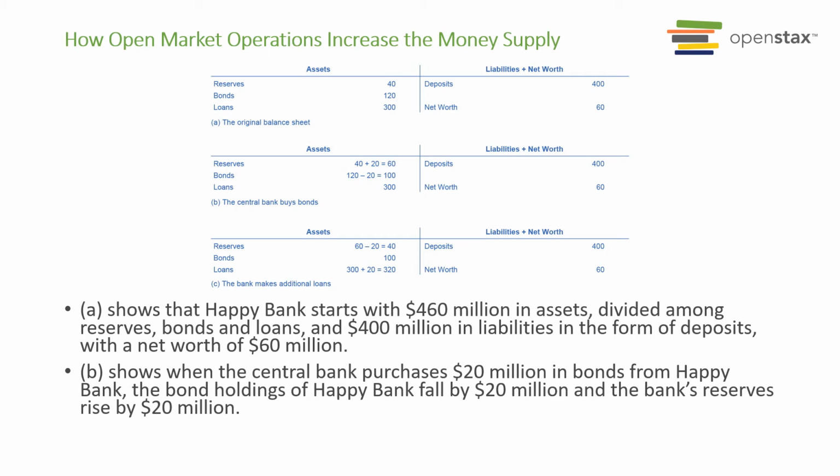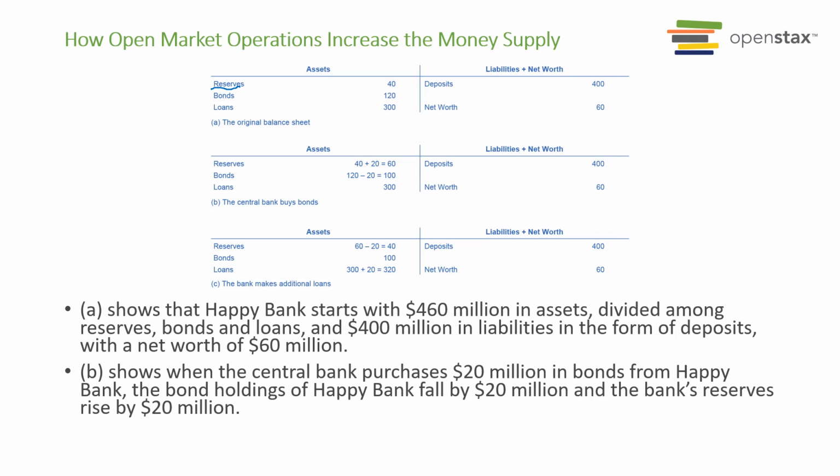Let's suppose we have a bank's balance sheet, or a T account. This is the Happy Bank. It starts with $460 million in assets, and that asset is divided into $40 million in reserve, remember, that just means cash, bonds, that's the government bond, and loans, which is lending to other businesses or homeowners. Deposits total $400 million, and net worth, or the owner's equity, is $60 million.